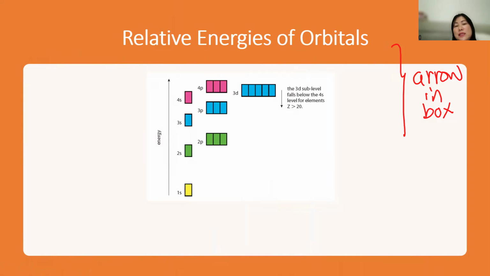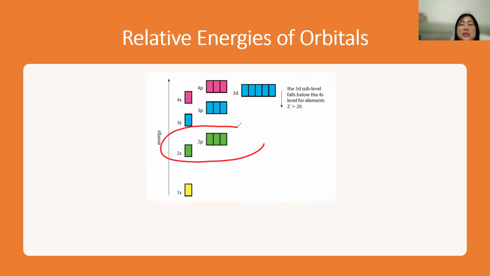Now you'll find that the relative energy of the orbitals, if you look at this slide, which is very important, is not the same. You see that 1 has the lowest, 2 is higher than 1, 3 is higher than 2, and so on and so forth. So as the energy level increases, the energy of the orbitals also increases. And within the same quantum shell, we find that P is higher than S, and D is higher than P, and so on.